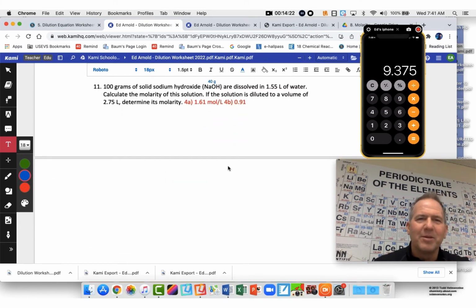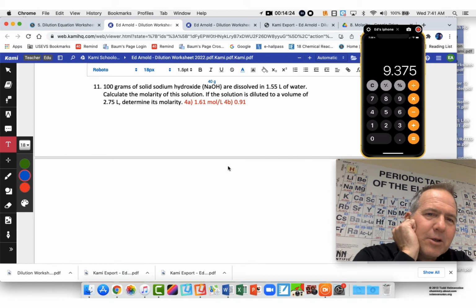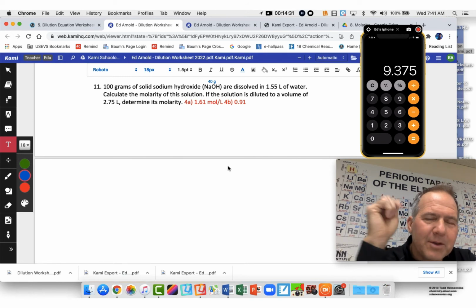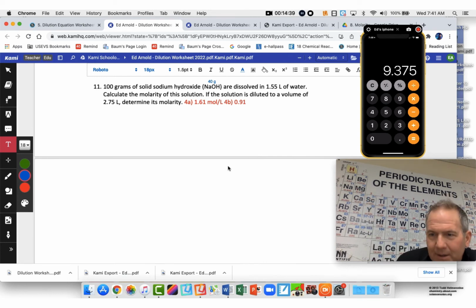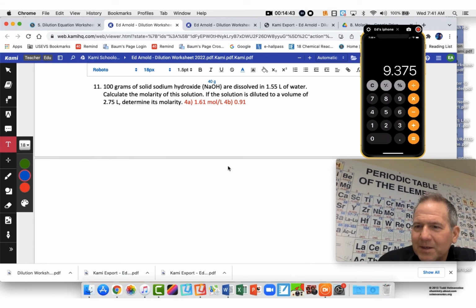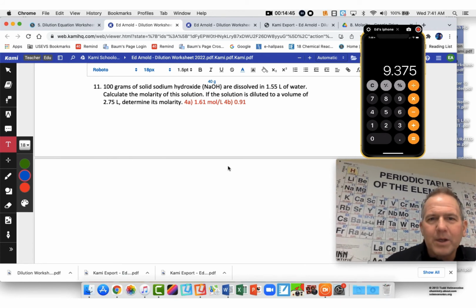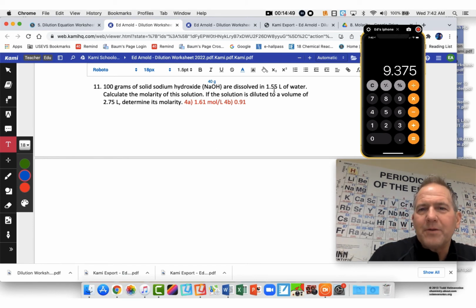So number 11 is a 2-parter. And this 2-parter says we have 100 grams of sodium hydroxide. I put the mass there. It's 40 grams. You look up at the table, 23 plus 16 plus 1 is 40. So that's the mass of sodium hydroxide, and it's dissolved in 1.55 liters.